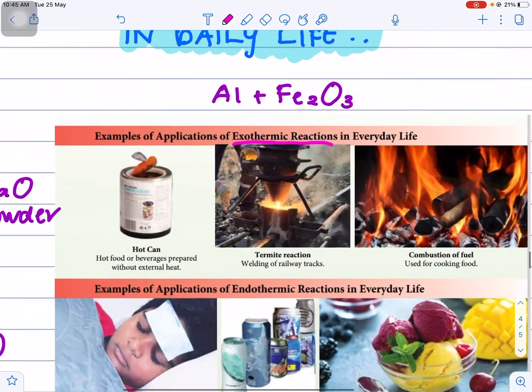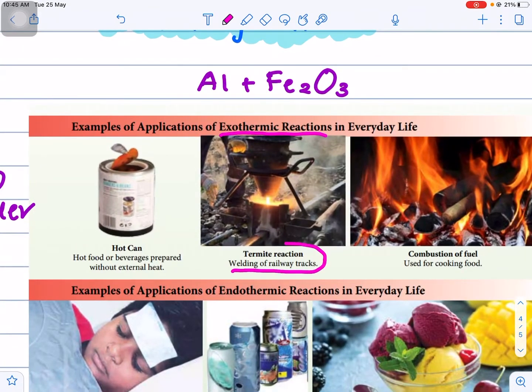The second example is the thermite reaction. What is the thermite reaction? The thermite reaction is also known as thermite welding, and it is used to fix railway tracks. Let's say the railway track is broken. How can we join the railway tracks? As we know, the railway track is made from iron. How can we fix that broken joint by using thermite welding?